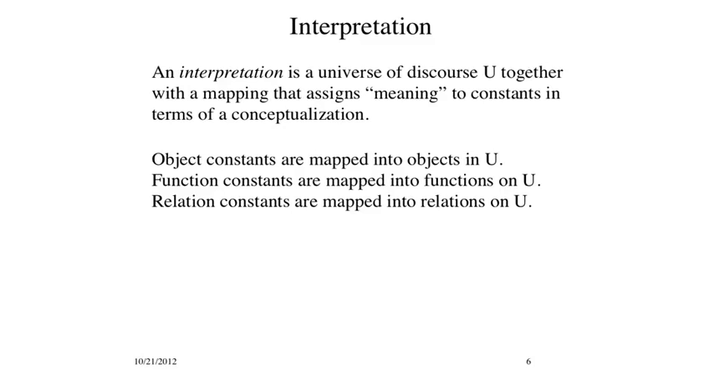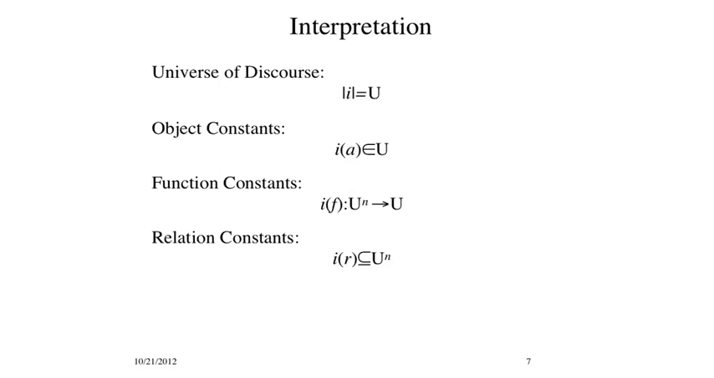The key notion, again, in first-order logic semantics is that of interpretation. An interpretation is a universe of discourse, let's call it U, together with a mapping from constants of the language into the elements of U, functions on U, and relations on U. Here's that same definition stated a little more precisely.